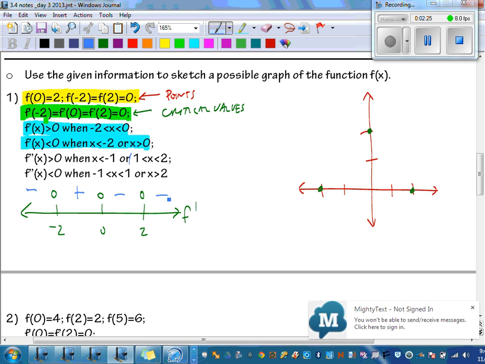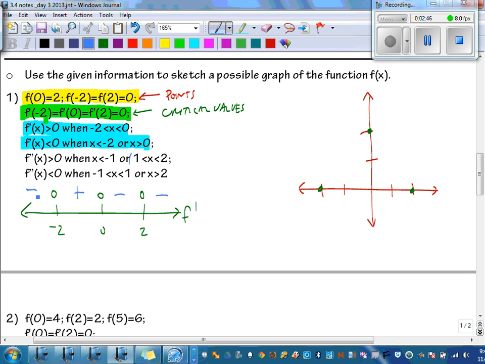So from this, we can figure out, okay, the graph is going to be decreasing first, then increasing, then decreasing, and then decreasing some more. So we can get kind of a basic idea of the shape of the graph. We can also get where the minimums and maximums occur. So what's happening at negative 2? Minimum, a maximum, or neither?